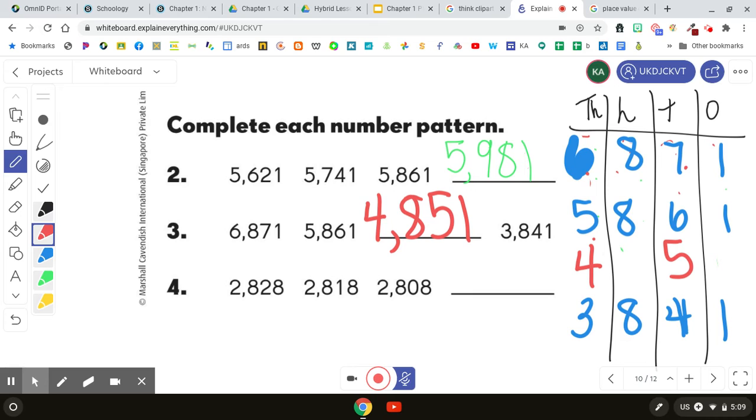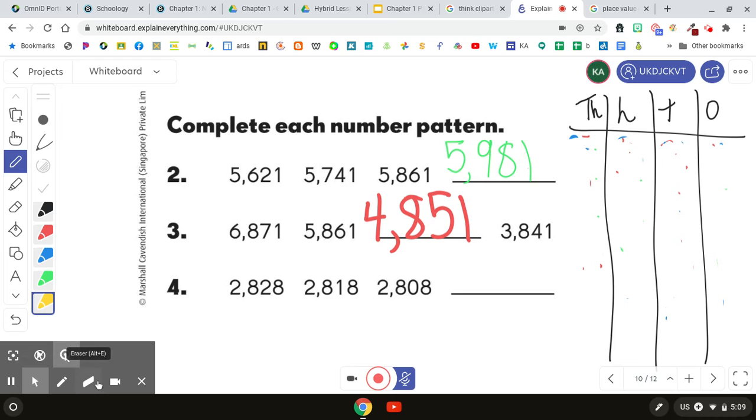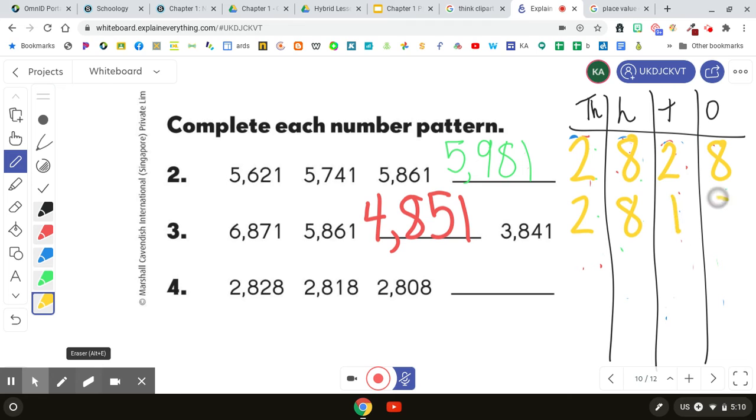All right. I'm going to pause mine. This might be a good time for you to set up to try number 4. All right, let's set up our last one. We've got 2,828, 2,818, 2,808. All right, let's try this one.